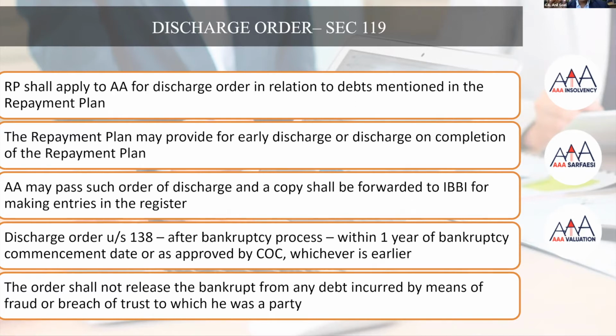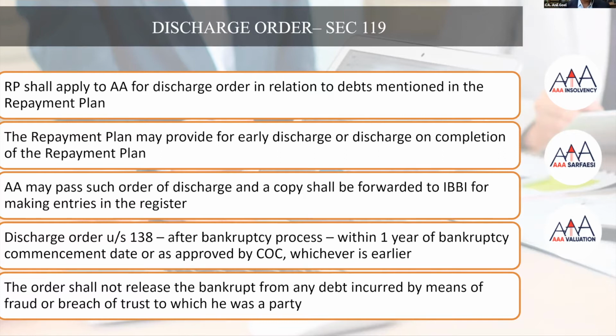Number 3. Now, when we consider section 138, which is a discharge after the bankruptcy process, that is the fixed period. Once the bankruptcy is commenced, after 1 year of commencement of bankruptcy, the discharge would be applied to NCLT, and earlier in case the committee of creditors, which is constituted during the bankruptcy process, approves an earlier discharge. Then it is possible to go for earlier discharge.